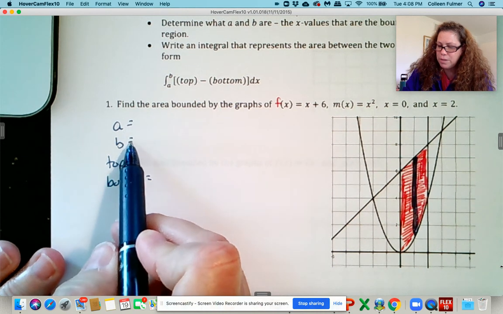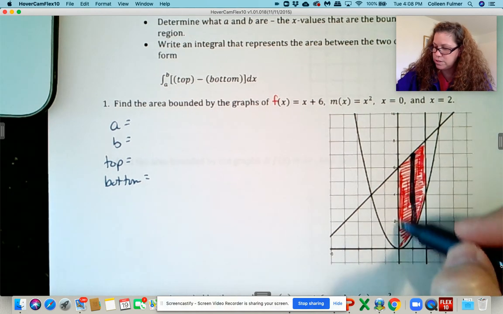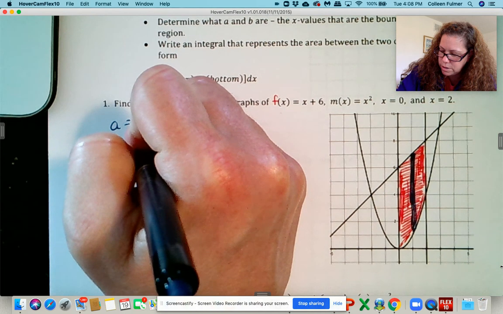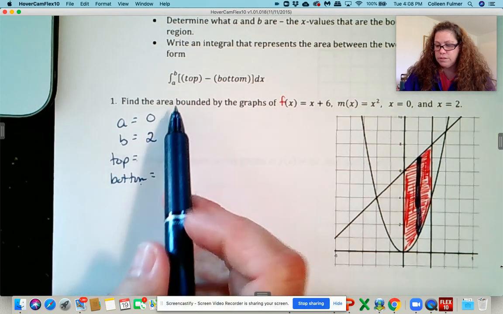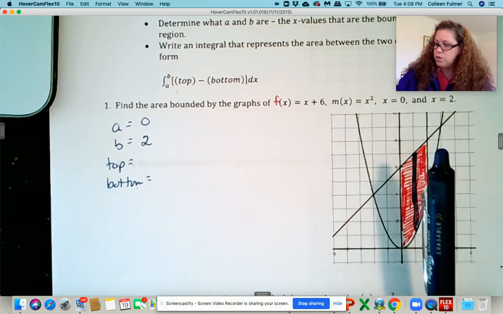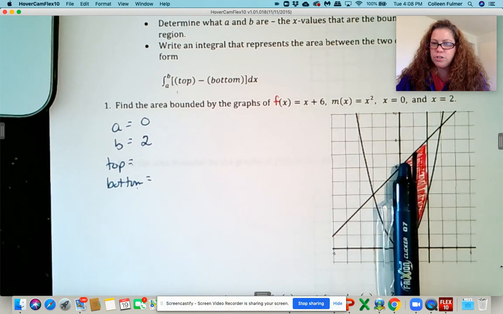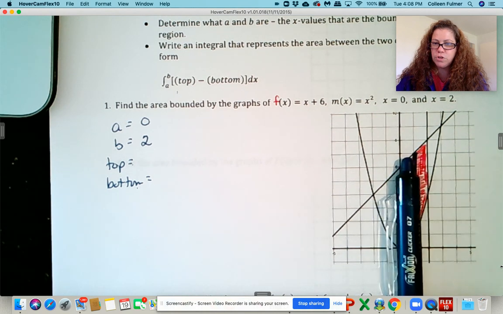So my A and my B are my interval. What's the width of my interval? Well, it goes from x equals 0 to x equals 2. So A is 0 and B is 2. Now, top and bottom represent the top function and the bottom function. So visualize this rectangle. I should be able to draw it anywhere in this region. I should be able to draw it all the way over here. I should be able to draw it all the way up here to the right.